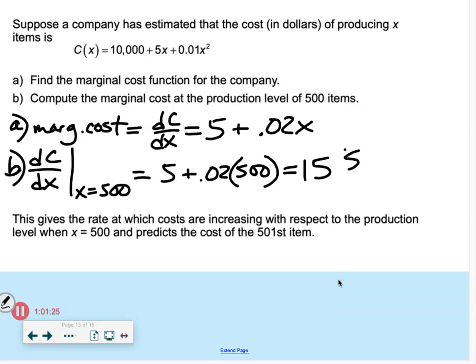Dollars. That's it? It's $15 per item, right? Per product or per item. Yeah, $15 an item. What is that saying? That's saying that when we are producing 500 items, the cost of producing items is increasing at a rate of roughly $15 per item for each item we add to the production line. So, all right, we'd have to figure out how much it costs to produce 500 and then add 15 to estimate the cost of producing 501. All right.